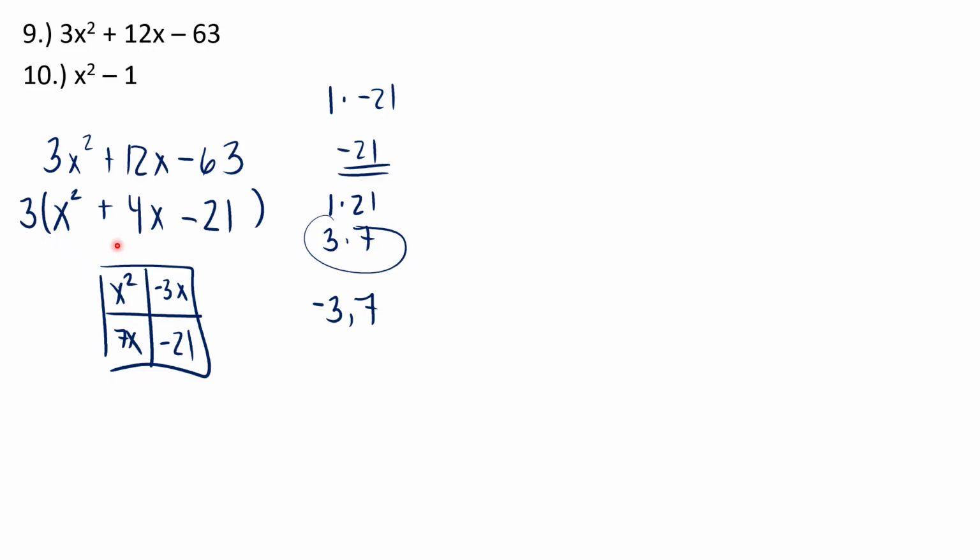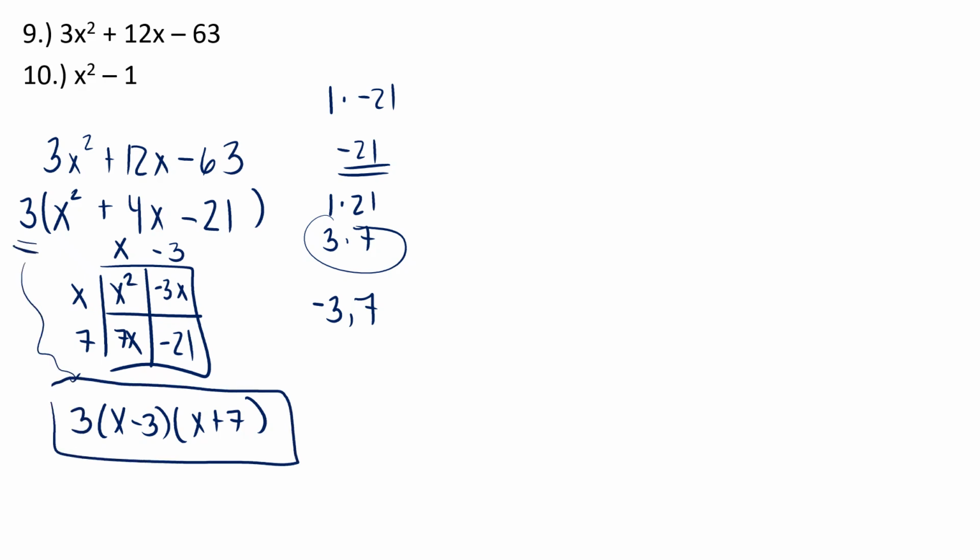I'll go ahead and factor going up this time. The greatest common factor between x squared and 7x is the x. X times x is x squared. X times negative 3 is negative 3x. X times 7 is 7x. And 7 times negative 3 is negative 21. So our base is x minus 3, our height is x plus 7, and then don't forget we had a GCF at the beginning of all of that. So that factor is out front.